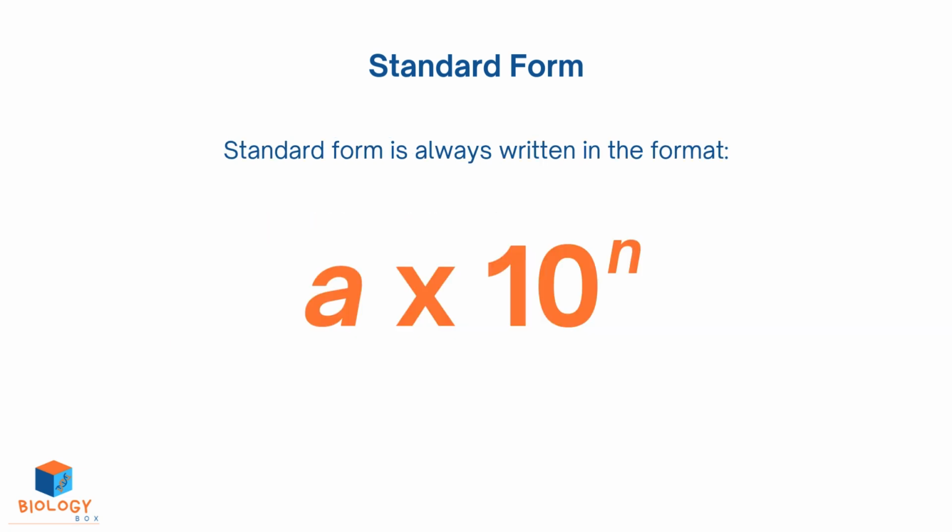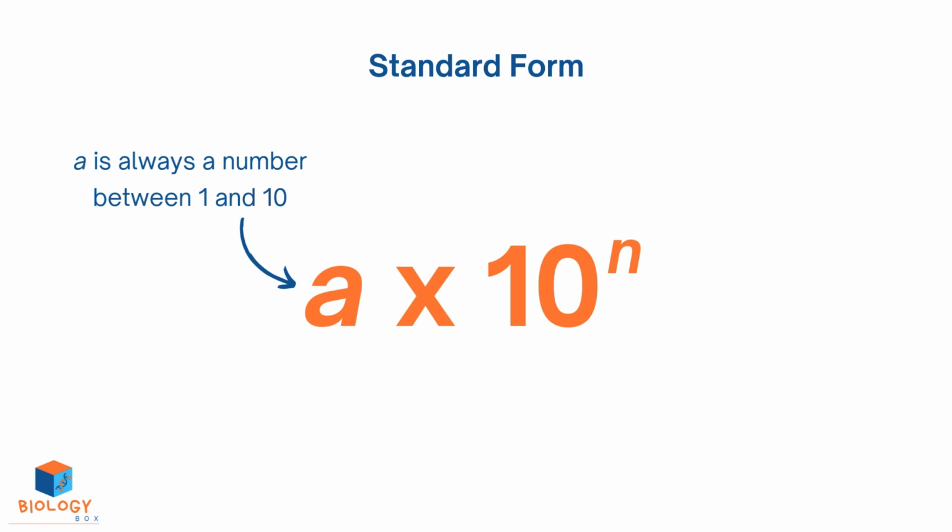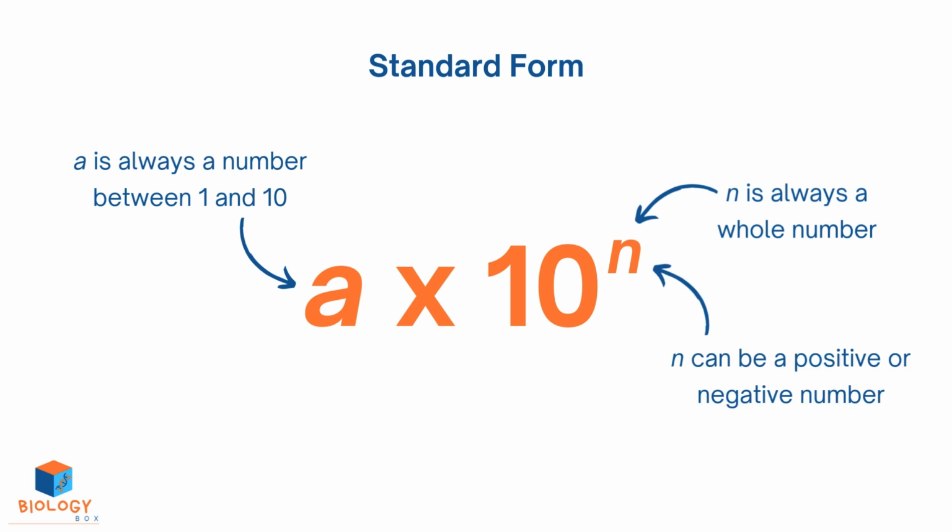Standard form is always written in the format a multiplied by 10 to the power of n. A is always a number between 1 and 10. N is always a whole number. N can be a positive or negative number.